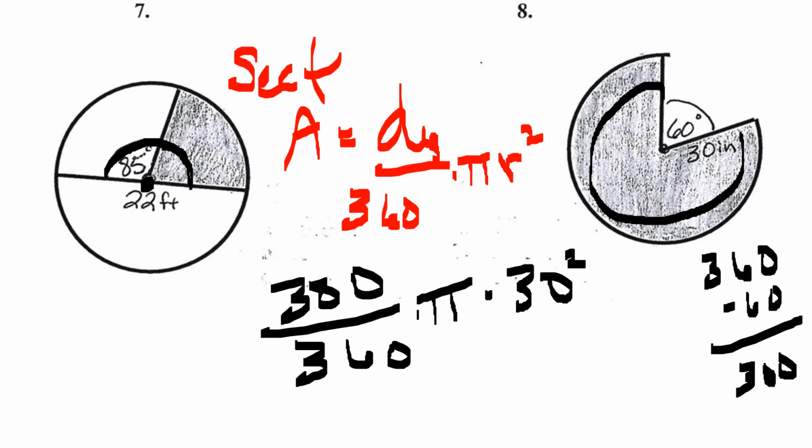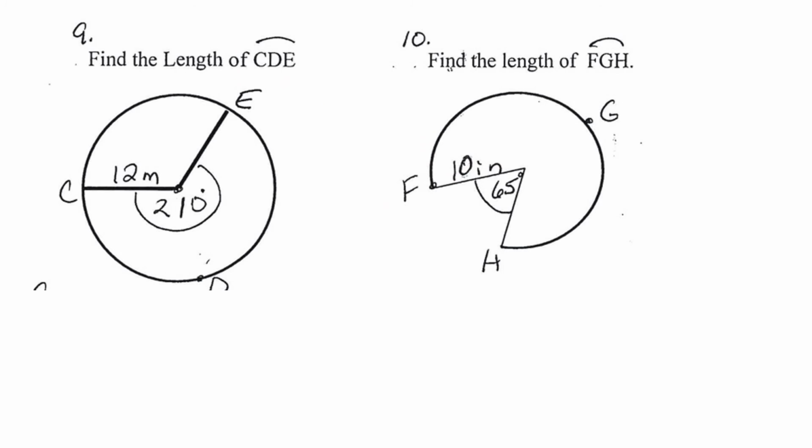And I think I got this right. 2356.2. We'll check it again and make sure. Pretty big because the radius is so big. Yep. There you go. That's the area of that one.